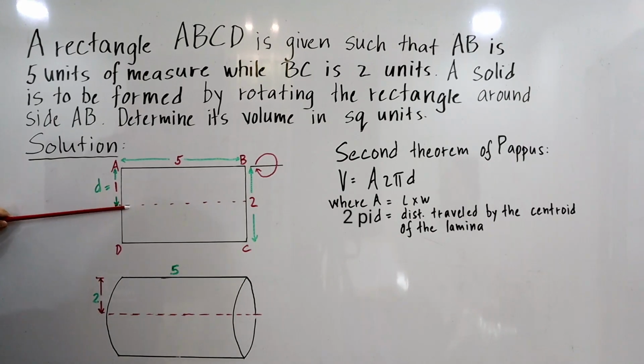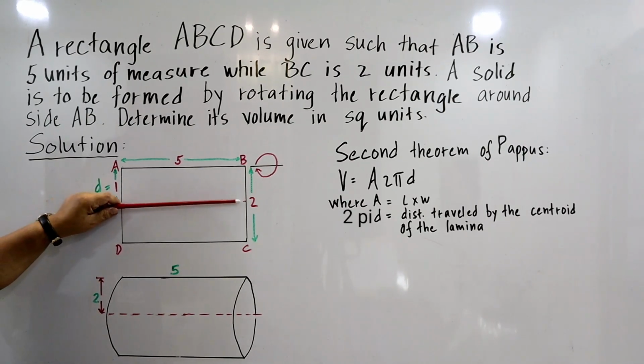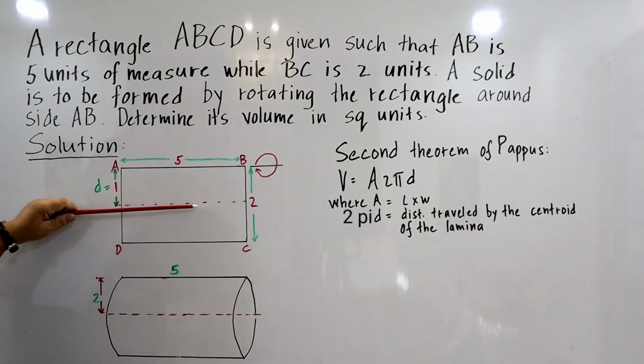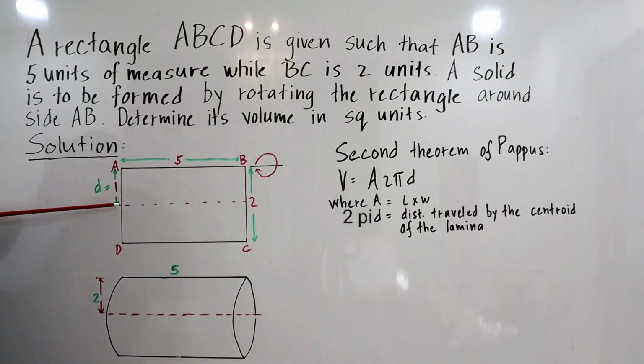So, the centroid of this sheet, the lamina, we call it the thin sheet, is at half of the width. This is the centroid. So, if the width is 2, the centroid is 1.